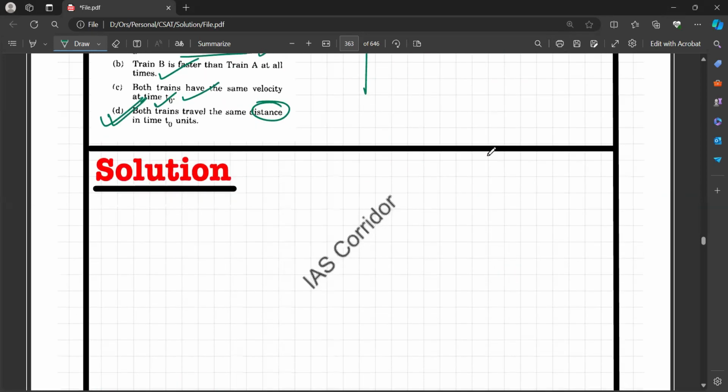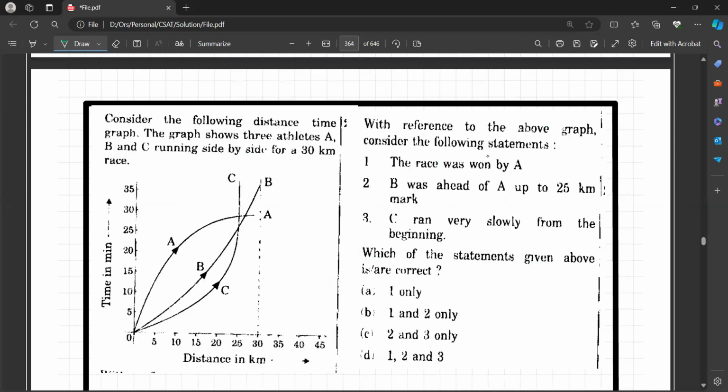Let us proceed to the next question, that is question number 2. Another distance time graph. So you need to be very careful about which graph it is. This is a distance time graph. With reference to the above graph, consider the following statements. The graph shows three athletes A, B, C running side by side for a 30-kilometer race. That means distance is 30. A has reached here, B is here, C is here. The race was won by A.